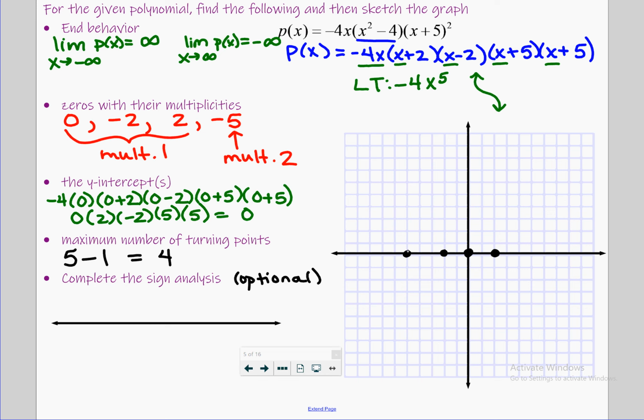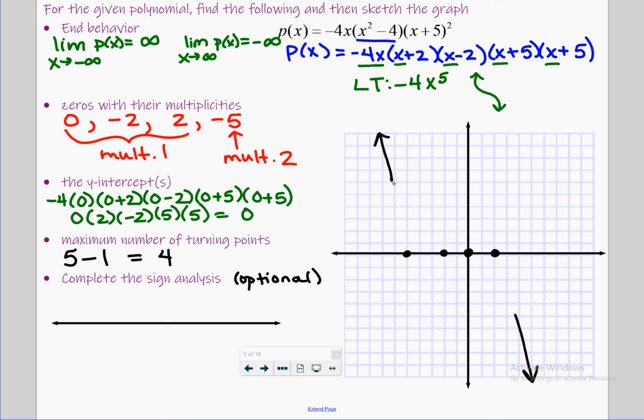I'm going to go through all of those points except which one? Negative 5. At negative 5, when I get to that point, what do I have to do? Turn around. Okay, so here's what it looks like. Remember, the part of the sketch we don't know without plugging in more points is how high the hills are and how low the valleys are.